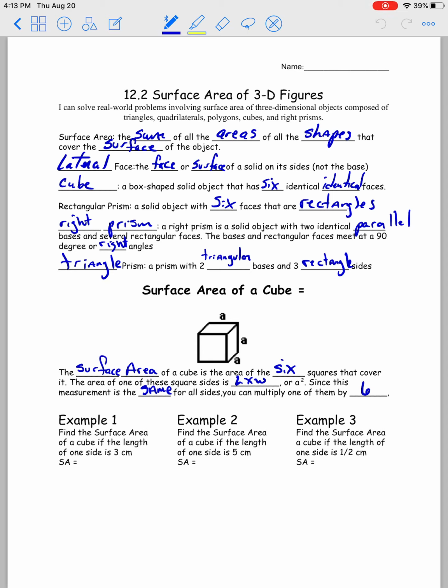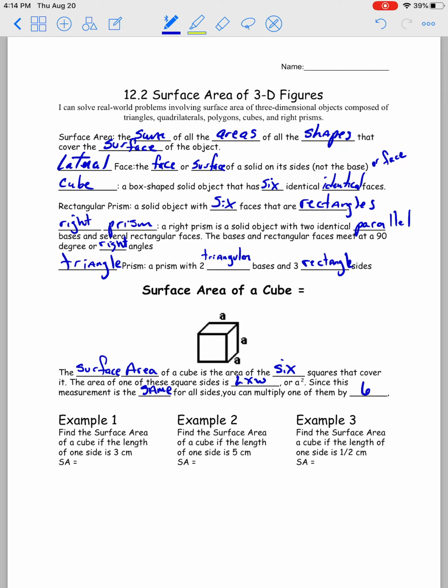That's surface area. A lateral face is the face or surface of a solid on its sides, not the base. A cube is a box-shaped solid object that has 6 identical sides or faces. This would be like a dice.